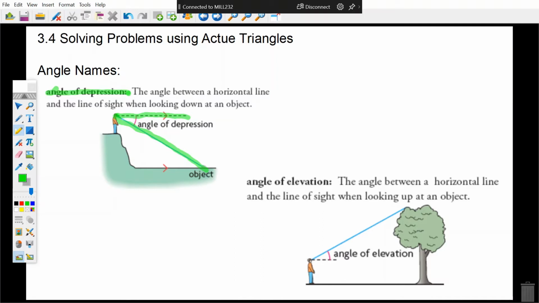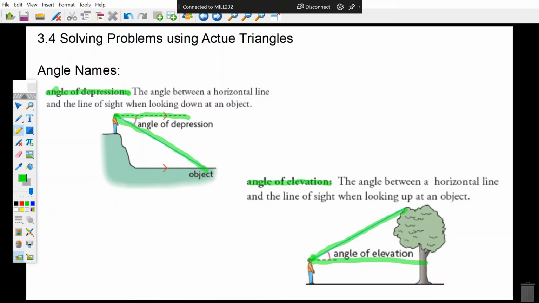The second type of angle is the angle of elevation. This is the angle between a horizontal line and the line of sight when looking up at an object. Elevation, elevator, elevate, right? Looking up. Okay? So here, angle of elevation is looking up. Angle of depression is looking down.